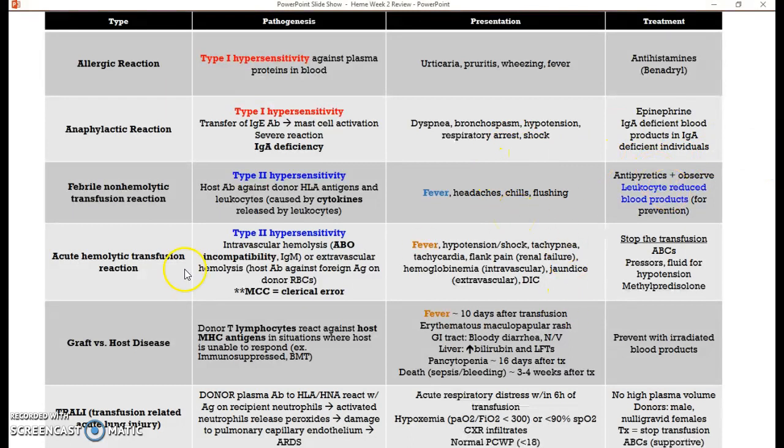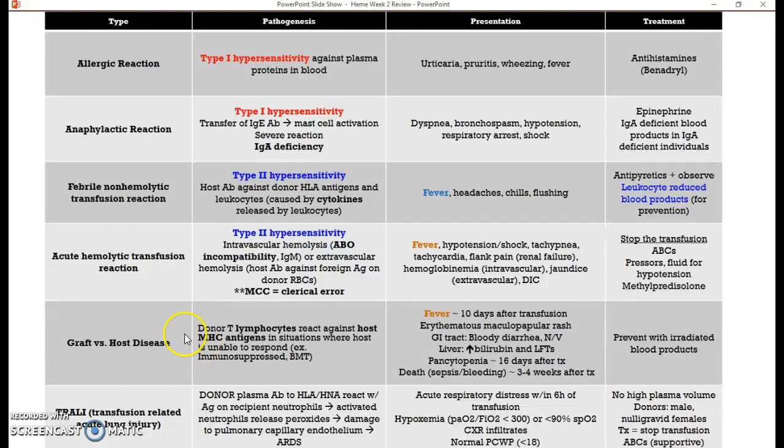Hemolytic means they're really sick. Their Foley bag turns brown. They're hypotensive. They're in shock. They're in pain. They have a fever. It's really bad, and it's because someone goofed and gave them the wrong bag of blood, usually by scanning the wrong tag or something like that.